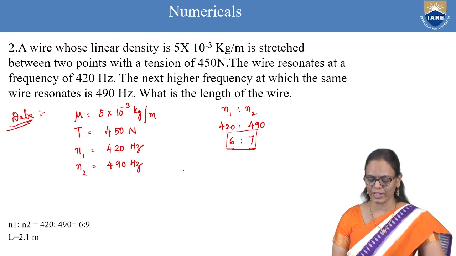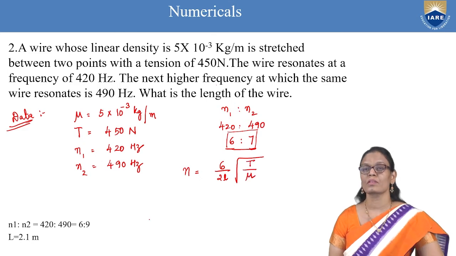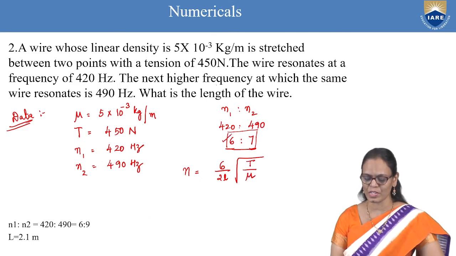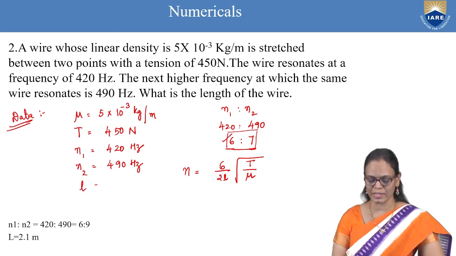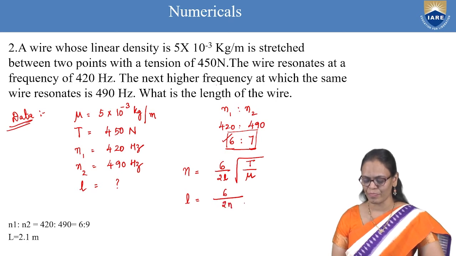So how are we going to write the formula for frequency now? N is equal to 6 by 2L under root T by mu. So this is the formula we are going to use because this is the first harmonic we are seeing at 6. So 6 by 2L under root T by mu. Now we have to calculate the length of the wire. L is equal to how much? So let us modify. L is equal to 6 upon 2N under root T by mu.